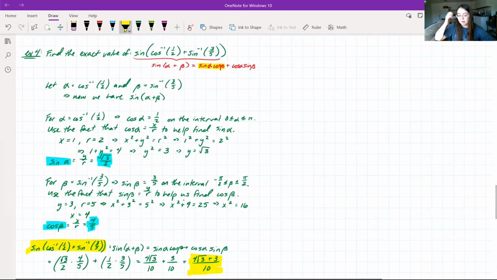So a bit of a longer problem in this case. What we really just did was we had to find those missing values. And the missing values in this case were sine of alpha and cosine of beta. So we had to use cosine of alpha and sine of beta to find those other values. And then once we found those other values, we were able to just plug them in in order to find the value of our function.